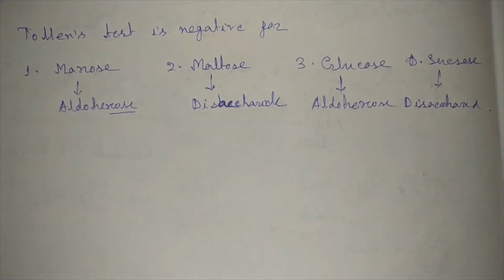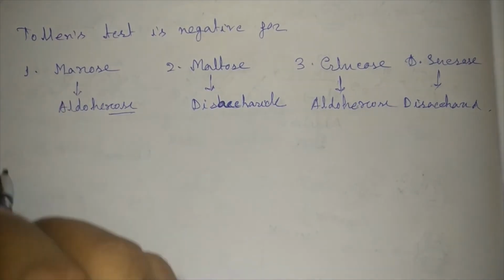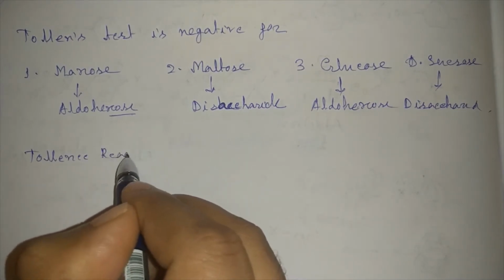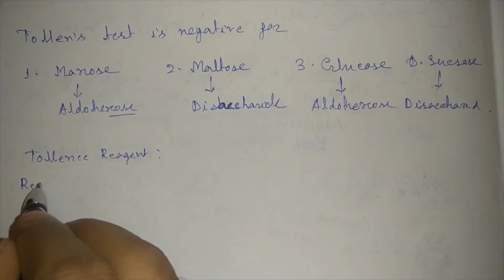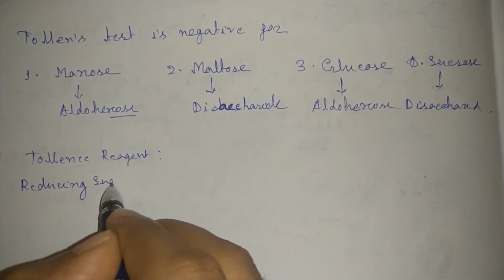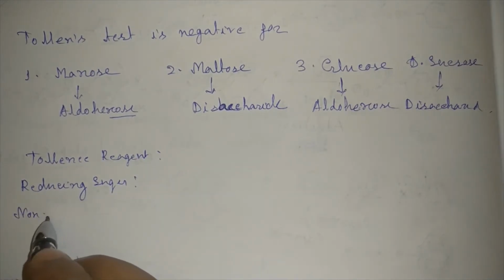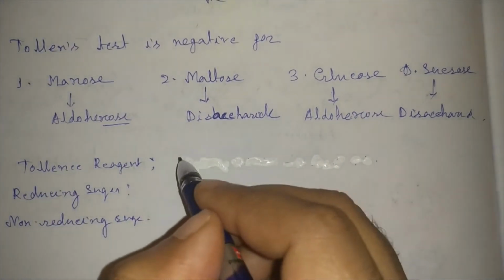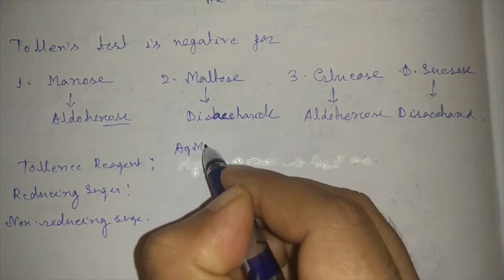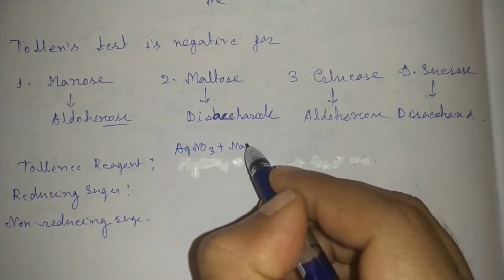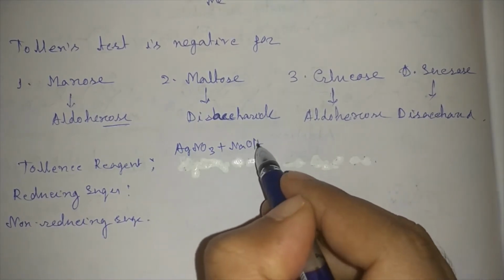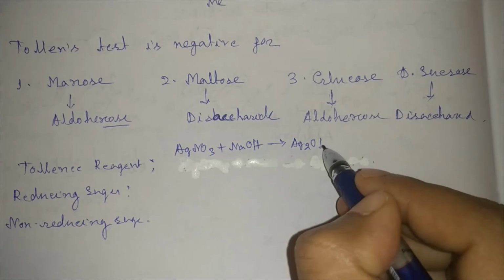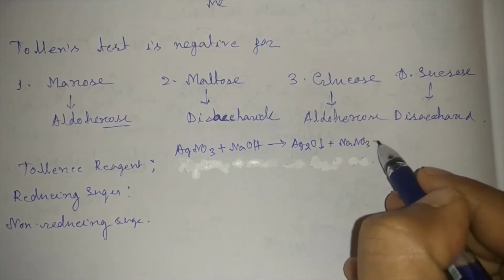Now here to solve this question we have to know three things, that is what is Tollens reagent, the reducing sugar, and another is non-reducing sugar. So what is Tollens reagent? If silver nitrate, that is AgNO3, is dissolved in NaOH, if AgNO3 reacts with NaOH, then silver oxide precipitate will be formed plus NaNO3 plus H2O.